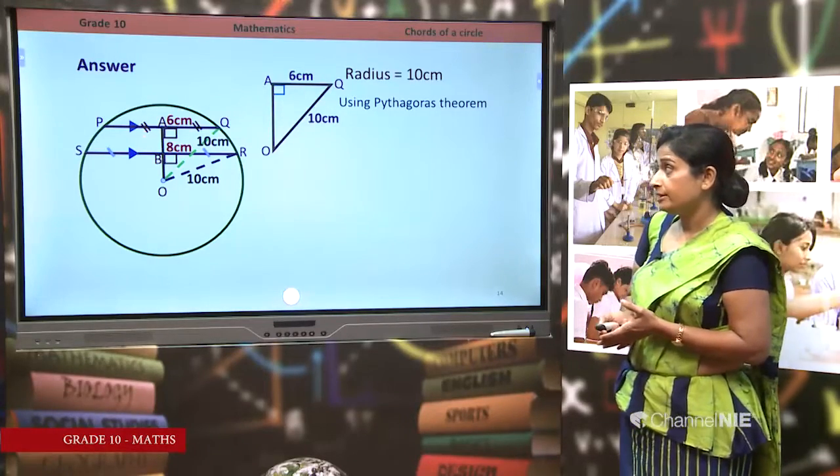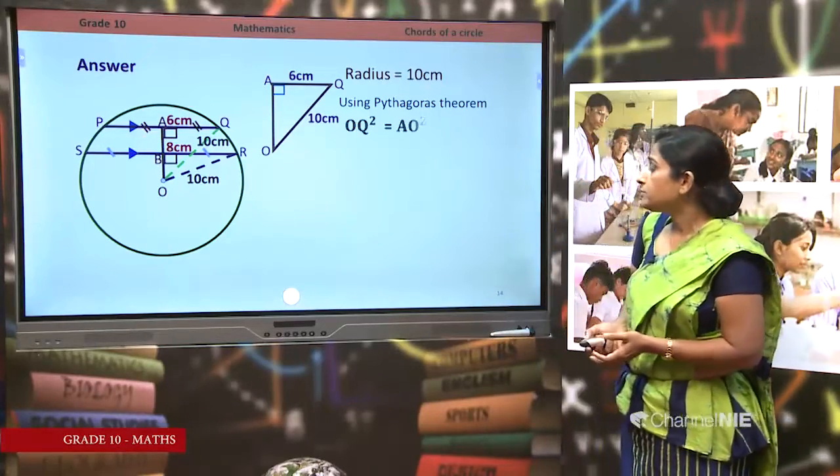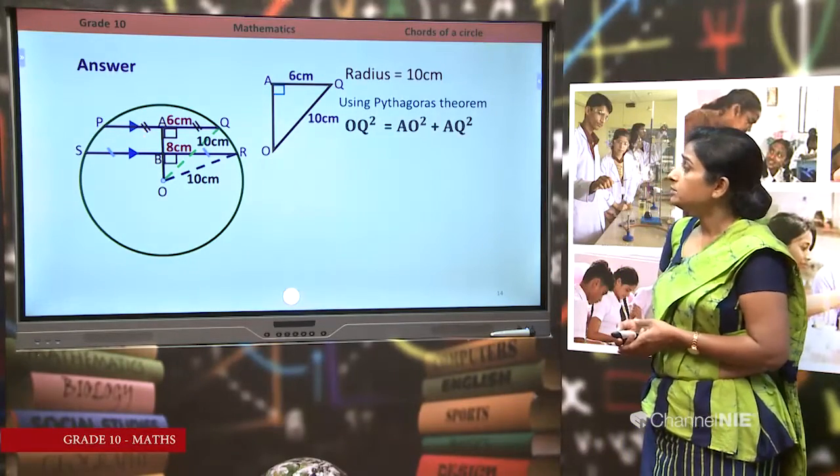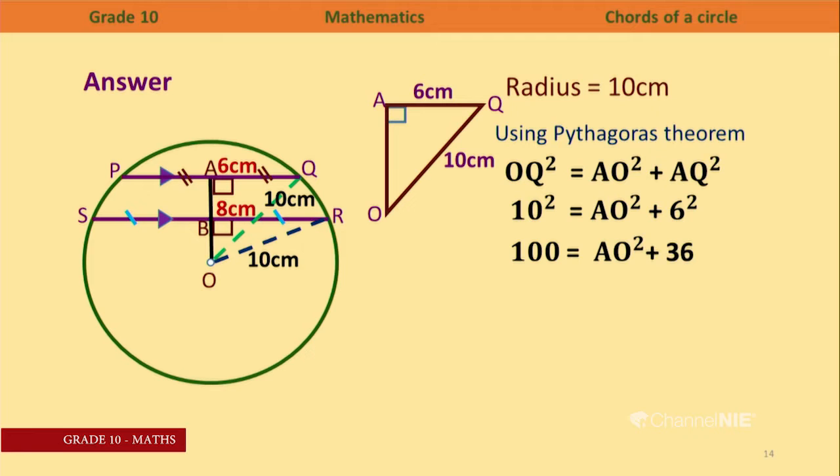The hypotenuse of this triangle is OQ, opposite to the right angle. OQ squared equals AO squared plus AQ squared. Then we substitute the values given here. OQ is 10, AO we don't know, and AQ is 6. Then we simplify that. 10 squared is 100, AO squared, 6 squared is 36.